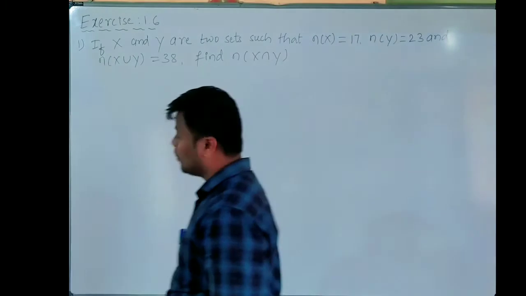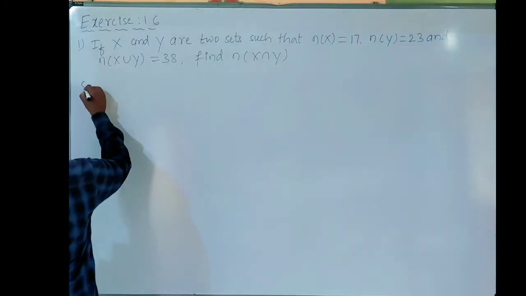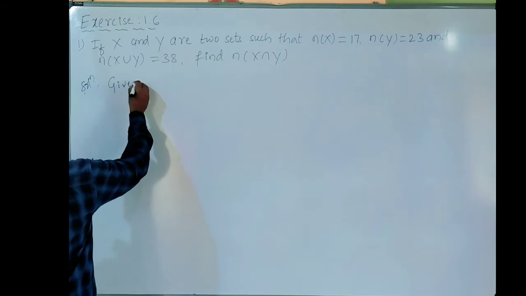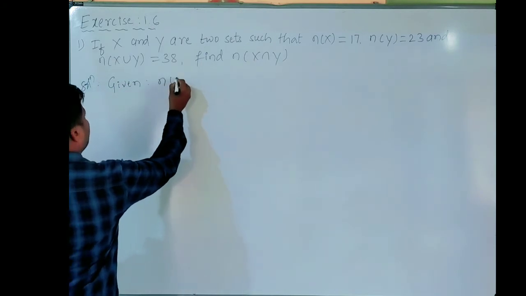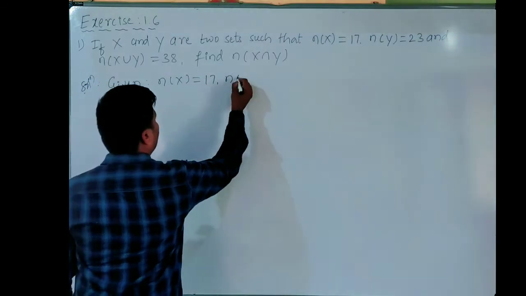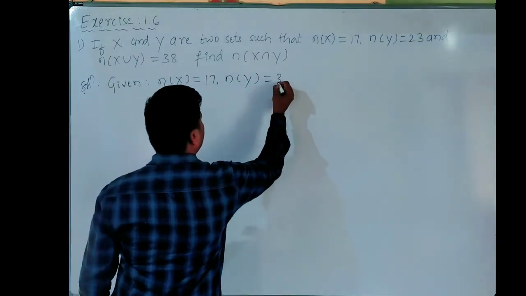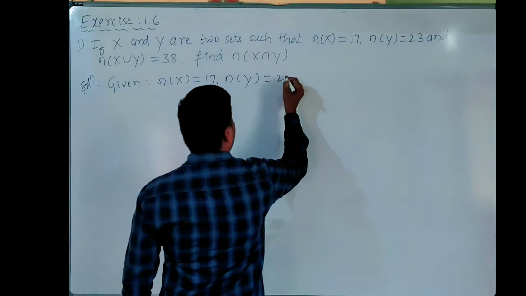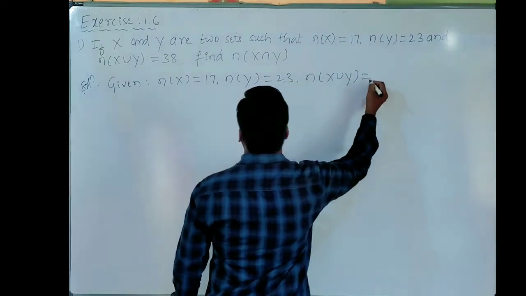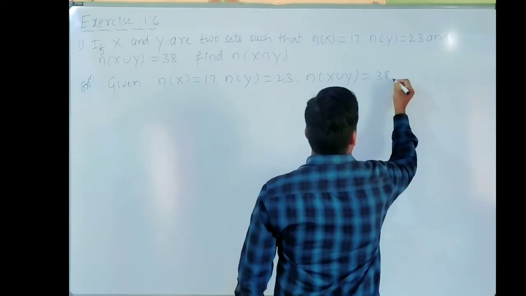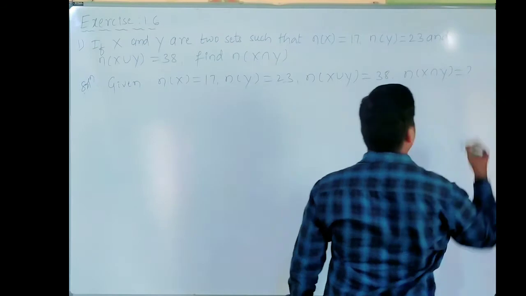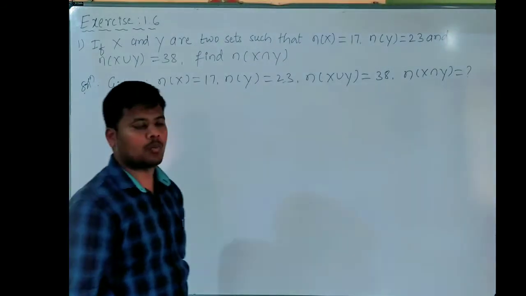We already know the formula. Before that, write down what is given. n of x, the number of elements in set x, is 17, the number of elements in set y is 23, and the number of elements in x union y equals 38. We have to find the number of elements in set x intersection y.